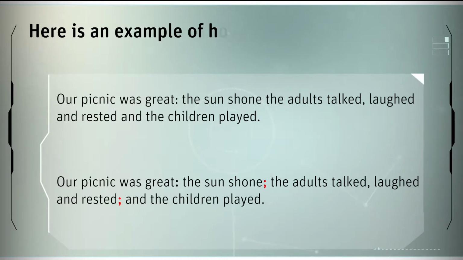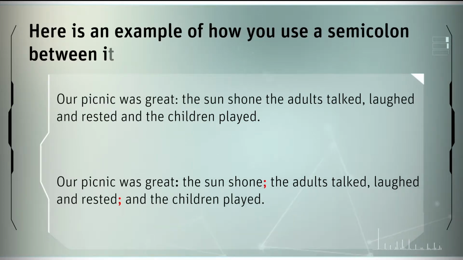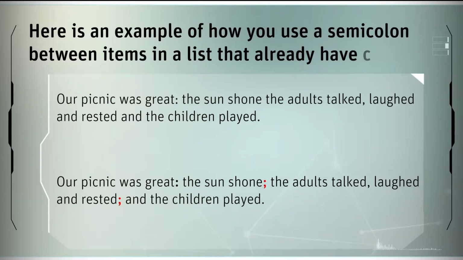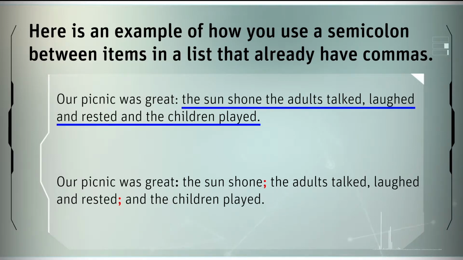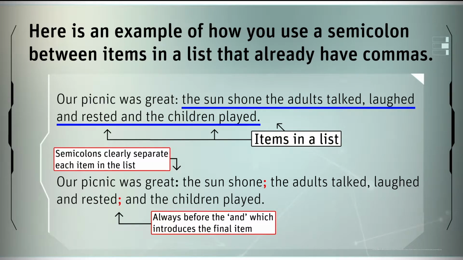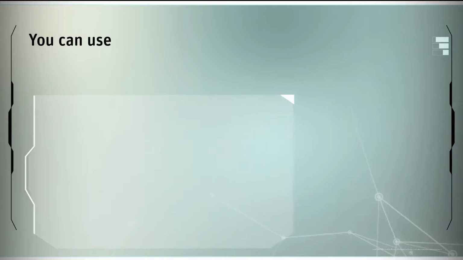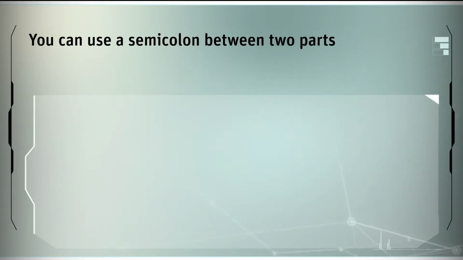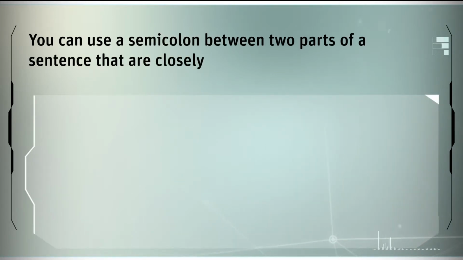Here is an example of how to use a semicolon between items in a list that already have commas. The items in this list are: the sun shone, the adults talked, laughed, and rested, and the children played. A semicolon should be placed after each separate item in the list and before the word "and", which introduces the final item.